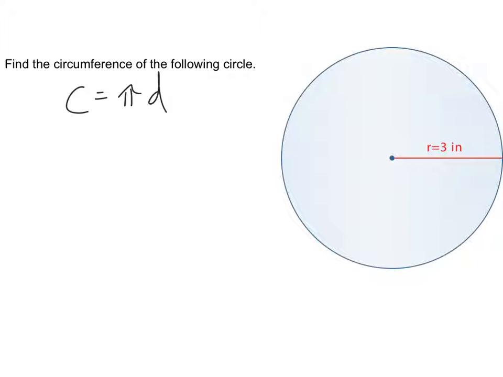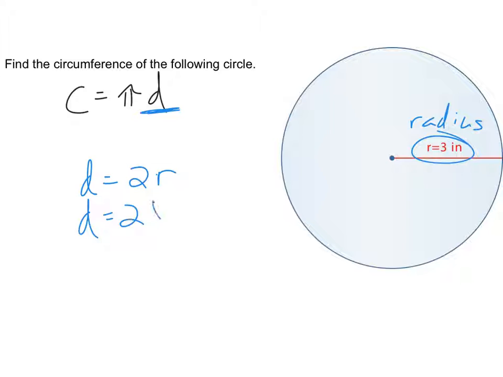So if we are given this circle here, and we are asked to find the circumference, you'll notice that we are given the radius. Okay? The radius is 3 inches. Okay? Unfortunately, in our equation, we need the diameter. But if you remember, diameter is equal to twice the size of the radius. So if we take the radius and multiply it by 2, we would get the diameter. So our diameter is 6 inches.